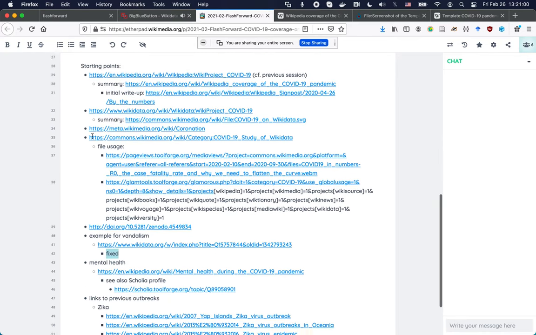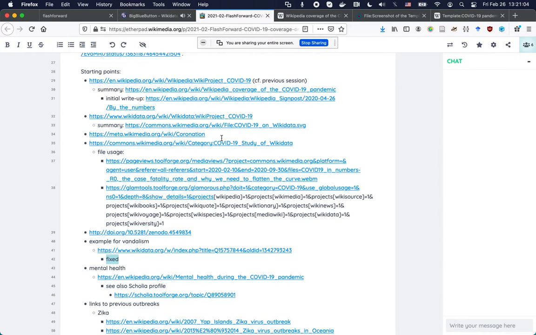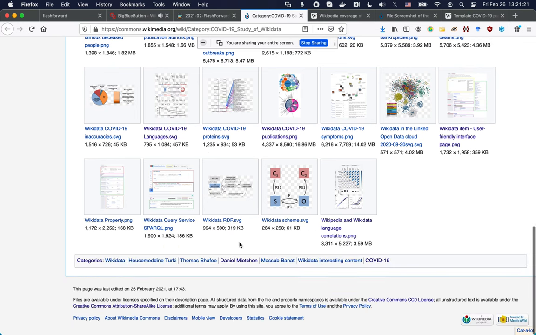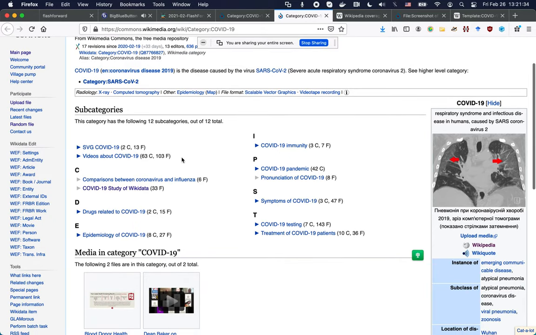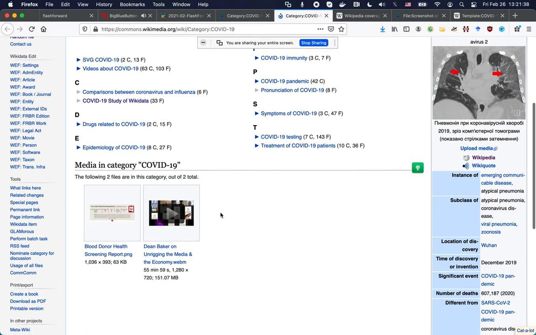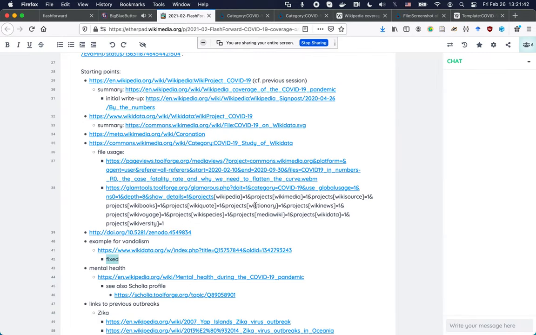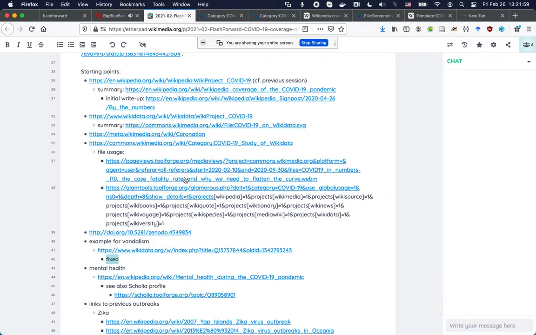So another aspect that Netha was talking about briefly in her talk was the coverage in Wikimedia Commons. There's a parent category on Wikimedia Commons, which is the media repository, which has lots of subcategories that are related to all sorts of aspects of COVID-19. And we can also get an idea of how those data are used. So here is a tool that tells us aggregated statistics. It takes a while to load, so in the meantime, I'll go and discuss another one.